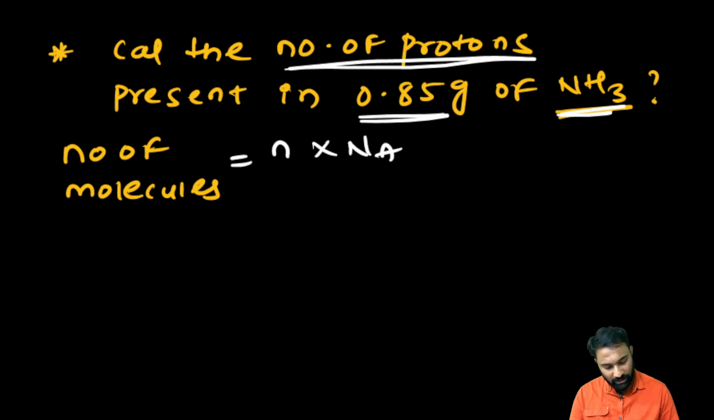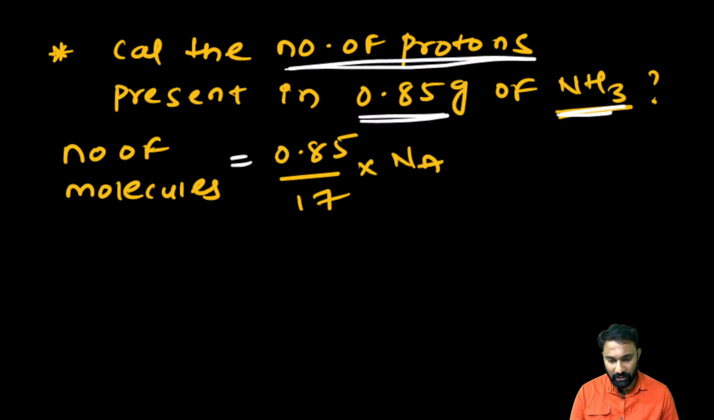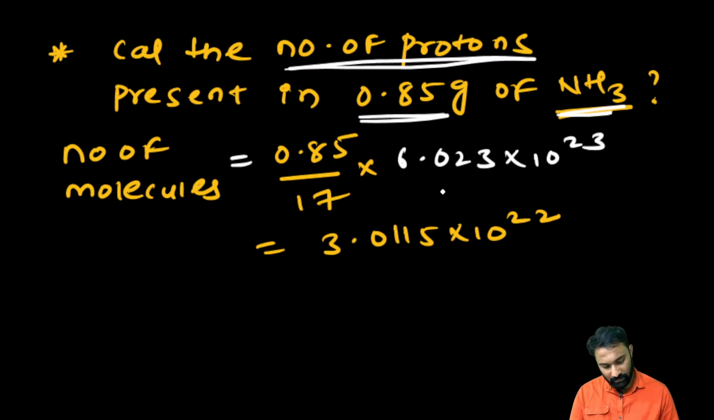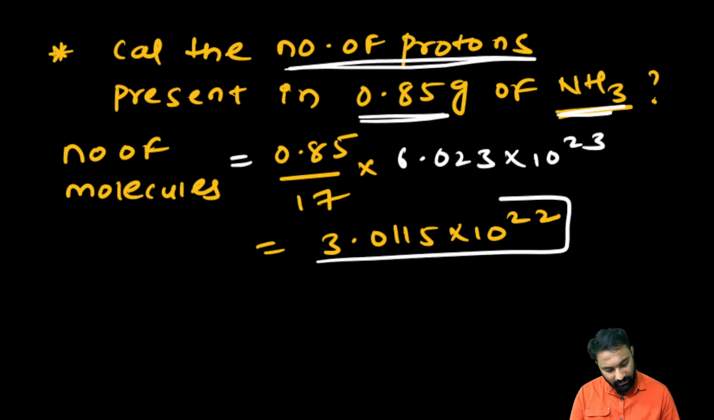So the weight they have given is 0.85. 0.85 by 17 into NA. How much will this give you? Approximately, it will give 3.0115 into 10 to the power 22 number of molecules after substituting the 6.023 into 10 to the power 23. Right? This many molecules we are having.